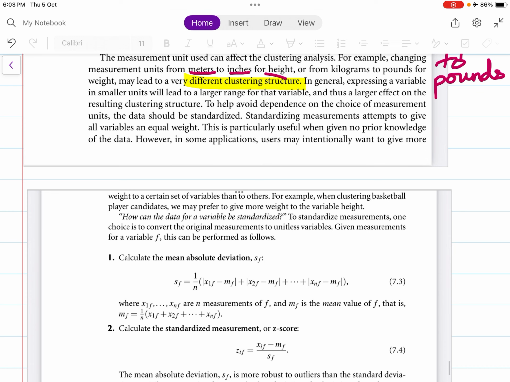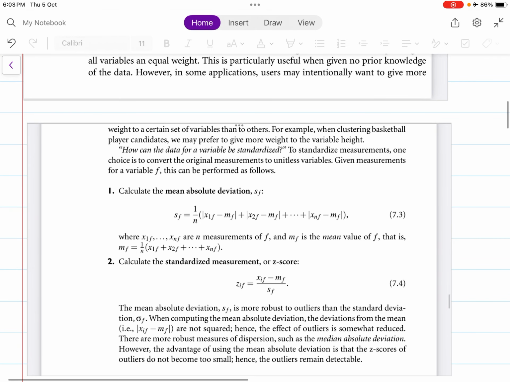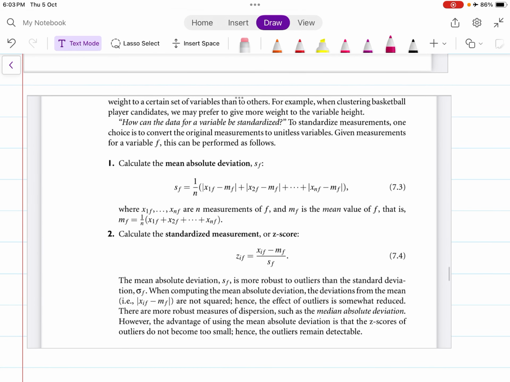However, in some applications, users may intentionally want to give more weight to a certain variable than to others. For example, when clustering basketball player candidates, we may prefer to give more weight to the variable height. Why? Because the greater the height, the more likely the ball will go in the net. So the variable height will be given more preference.